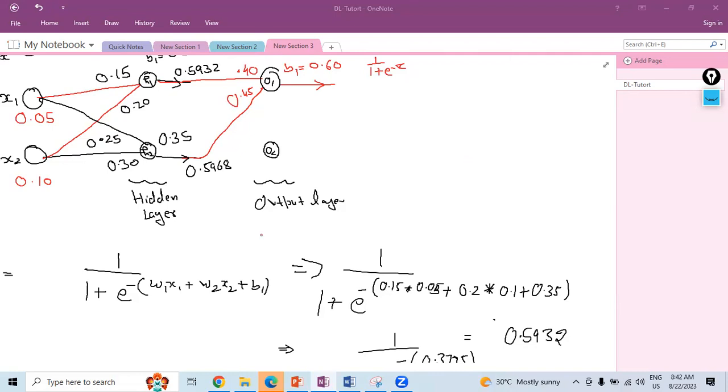Sir, what is this 0.40 and 0.45 in your output answer? These are the random weights. Because we have to start the process with some weight initialization, right? Remember the training process. So we have to start the process with the random initialization of the weight. So this is my weight. Bias is 0.6.